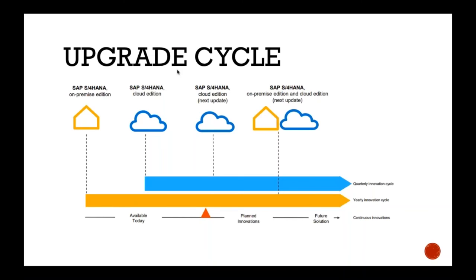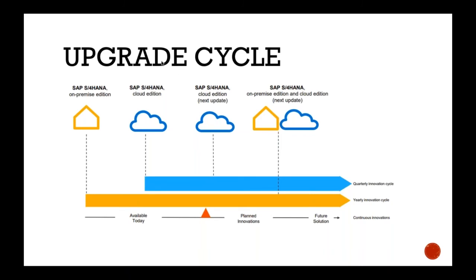In case of SAP S4 HANA, we just now discussed what the different versions available are: 1511, 1610, 1709, 1809. So what is happening? Every year, one new version, right? But in case of cloud, a new version is available every quarter, every 3 months. Every 3 months, there is a new version on cloud.